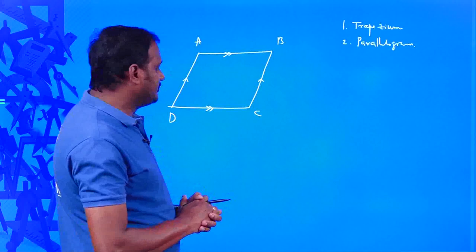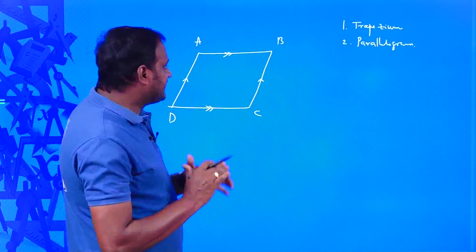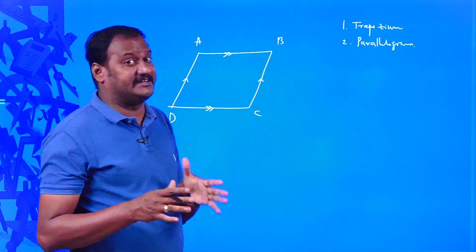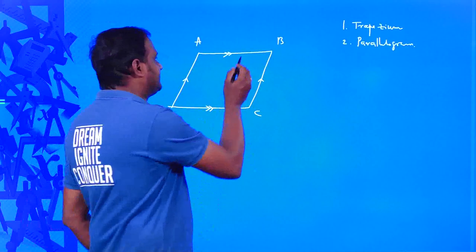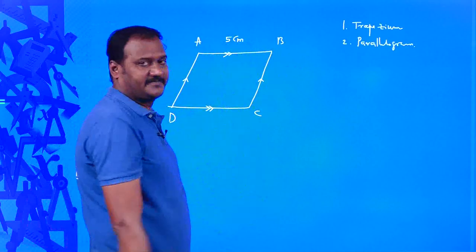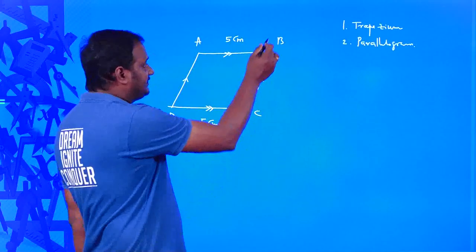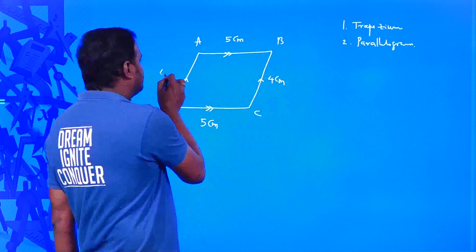But what am I going to do here? I am going to make one pair of adjacent sides equal. One pair of adjacent sides equal means, for example, the length of AB is 5 centimeters. So, this is also 5 centimeters, and the length of BC is 4 centimeters. That is why this is also 4 centimeters.